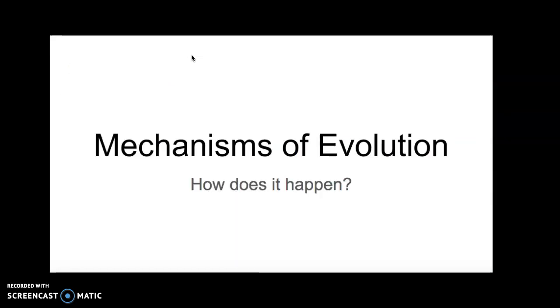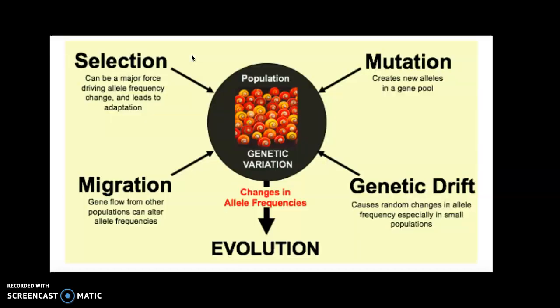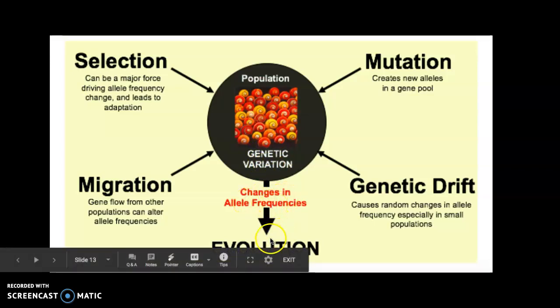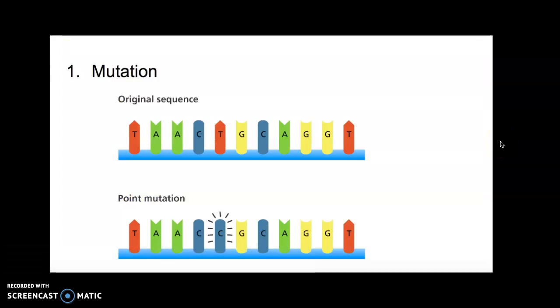So now we're going to talk a little bit about mechanisms of evolution. How does it happen? Well, there's a couple different ways that this happens: selection, migration, genetic drift, and mutation. The important thing to know about evolution is that evolution only happens within populations. It doesn't happen in individual organisms. It creates genetic variation, which changes our allele frequency and pushes evolution forward. So these are the different routes that can cause evolution.